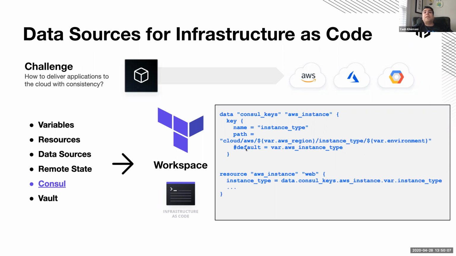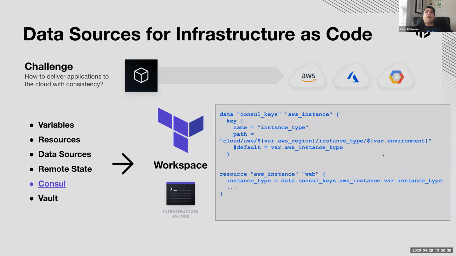We can optionally specify a default. So if Consul doesn't have this value, to use something that's been defined as a variable, you can use that as well. And then to make use of that piece of Consul KV data, I refer to it as data Consul keys, the name I gave it, which was AWS instance, var, and then the variable name I specified here, which was instance type.